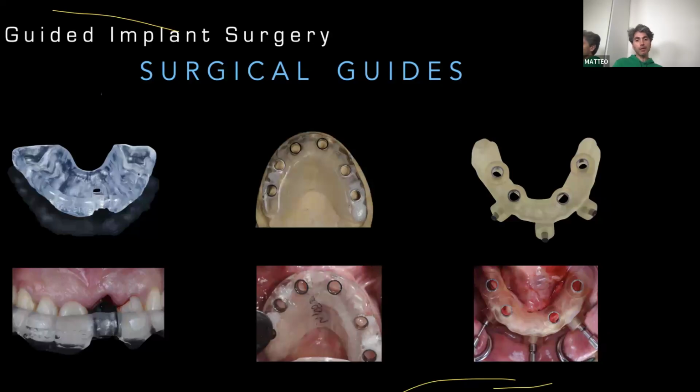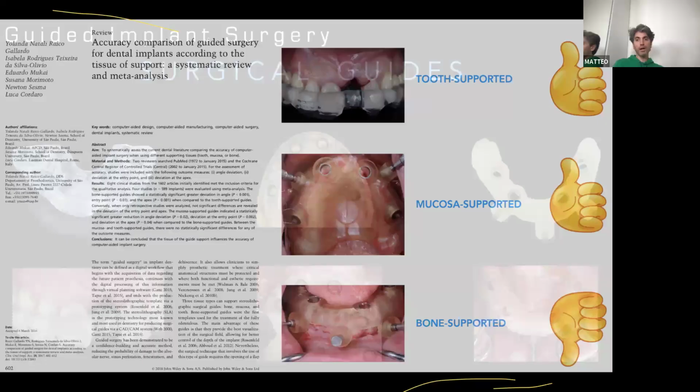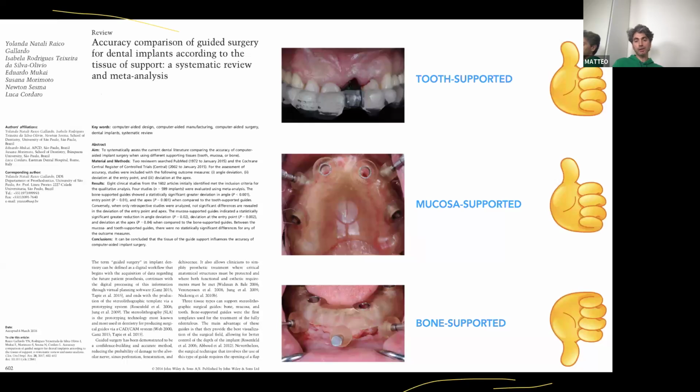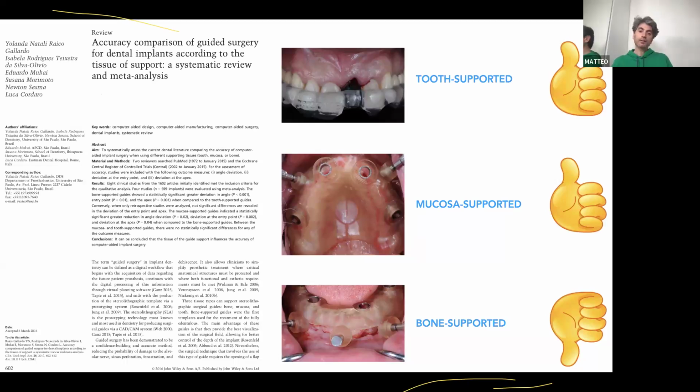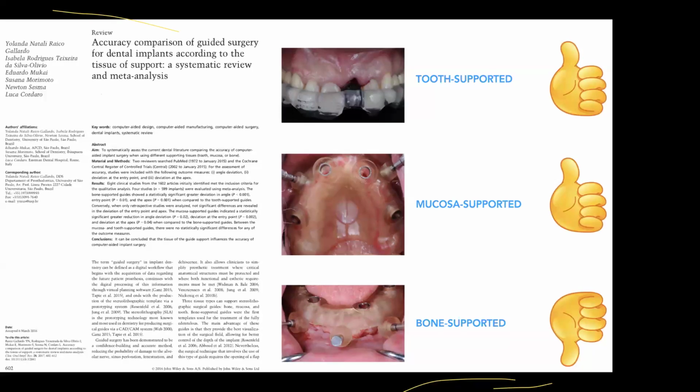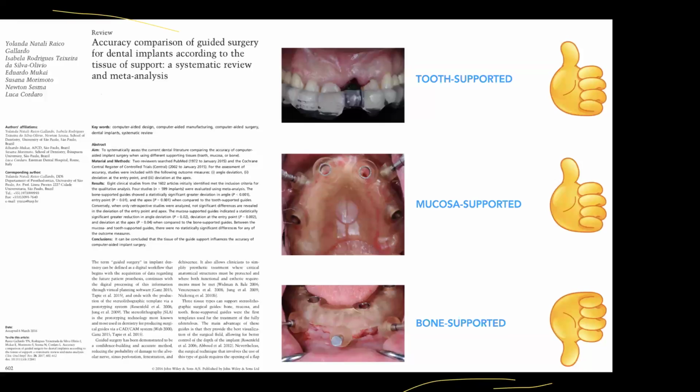So mainly we have like three types of surgical guides. We have the tooth-supported guide, the guide supported by the mucosa, and the guide supporting above the bone directly.